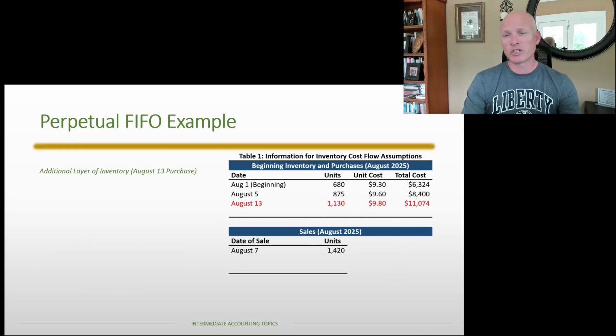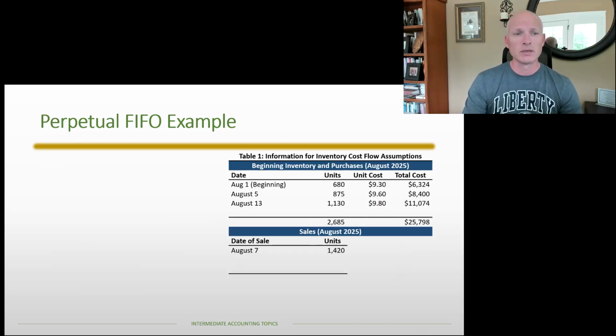All right, so another purchase, hopefully fairly straightforward. We're adding another layer. No real math here, just adding a layer into our table. And now with this sale, again, there's 960 units that are being sold. And again, with FIFO, we're assuming that the oldest units are being sold first.